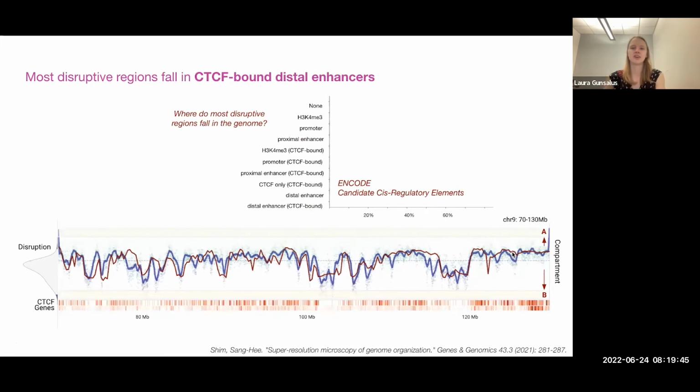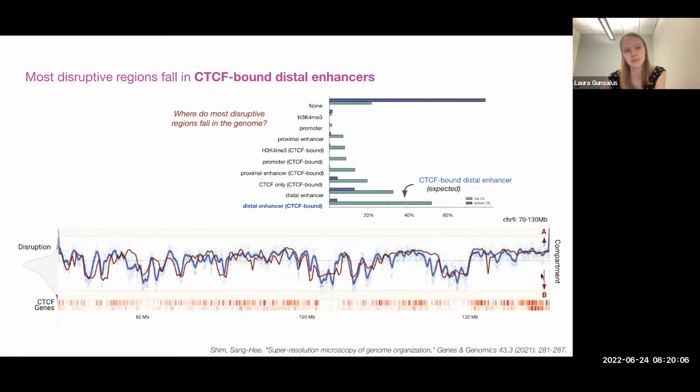Now we can ask, where are these most disruptive disruptions falling across the genome? So we can compare sort of the top 1% to the bottom 1%, most and least disruptive deletions, and ask where they fall within ENCODE candidate cis-regulatory elements. And very expectedly, we find that a majority, over 50%, of the most disruptive deletions fall within 5 kb of a CTCF-bound distal enhancer, which makes a lot of sense.